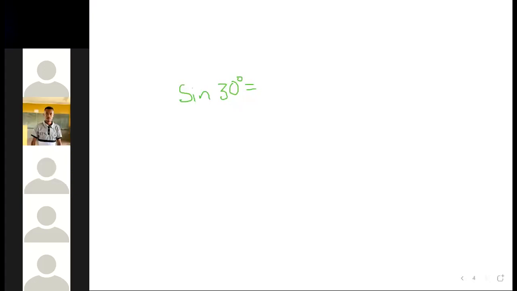Yes, it's BC. So it's going to be sine of 30 degrees equals BC. What is the value of BC? BC is 20. So BC over what? It's BC over 18. BC over?